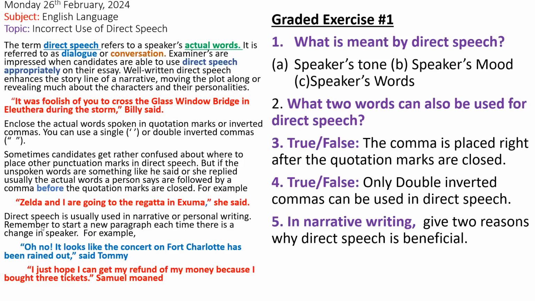It says, what is meant by direct speech? A, the speaker's tone, B, the speaker's mood, or C, the speaker's words. What do you have for that one? I put C, the speaker's words. That's correct. Did anyone else get that?